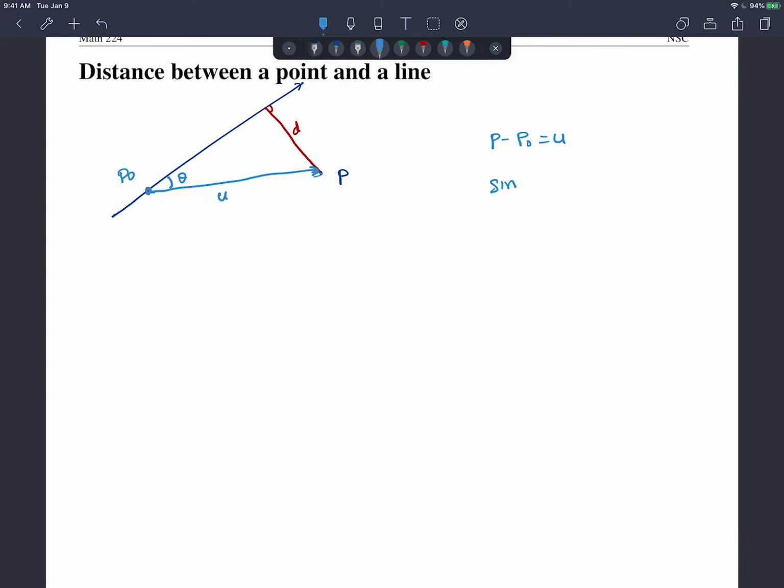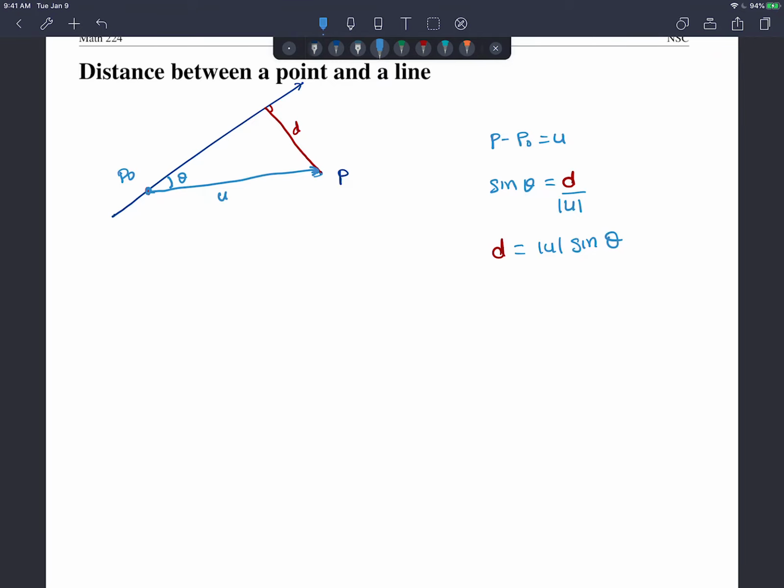So the sine of that angle is the opposite, which is the D, the distance I'm looking for. Let me make that one red, just to keep things in context. So it's that divided by the magnitude of U, which means that my D is really the magnitude of U times the sine of the angle theta. This is just a trick. So how do we get this into the idea of a cross product?